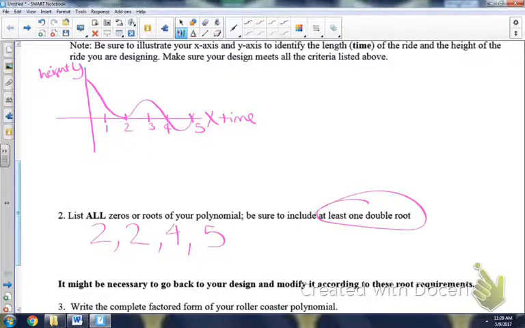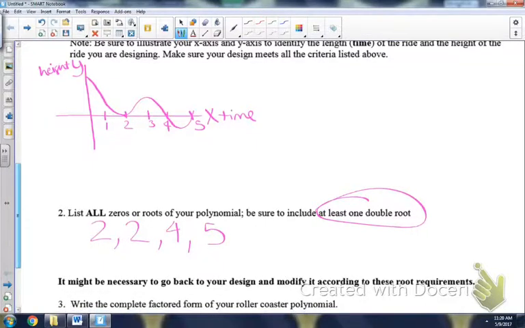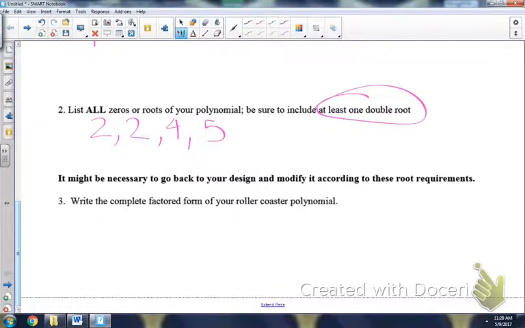Again, your criteria up at the top, it said that you have to have at least 5 roots and you can't exceed 8. So in between 5 and 8 is what you should have. Now, this picture on this paper is just a rough draft. It doesn't have all of your colorings, your colors, or anything like that. Okay? Just a rough sketch. Alright, so then it says it might be necessary to go back to your design and modify it according to these root requirements. So make sure that you're meeting the requirements.